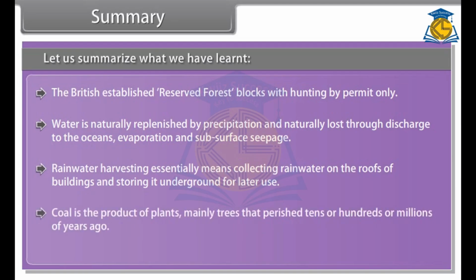Coal is the product of plants, mainly trees, that perished tens or hundreds or millions of years ago.